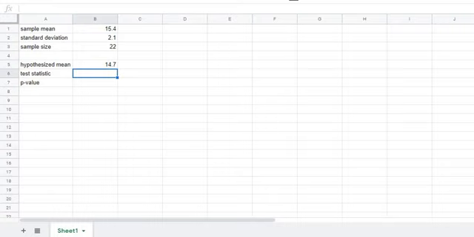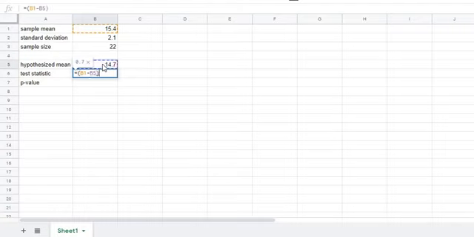Now let's look at calculating the test statistic, because in order to calculate the p-value, we have to calculate that test statistic, and that's going to be the same as t equals x bar minus mu divided by the standard deviation divided by the square root of n. So what I'm going to do is type in my equal sign. Now the numerator I'm going to enclose in parentheses. We want to take x bar, which is the sample mean, minus the hypothesized mean, or mu.